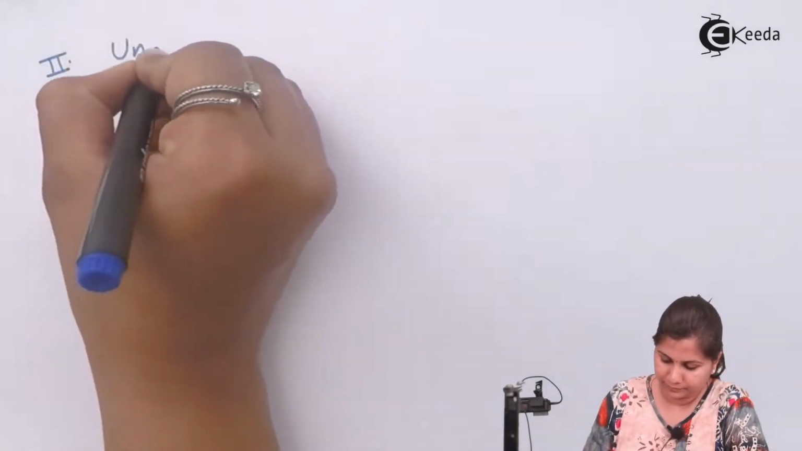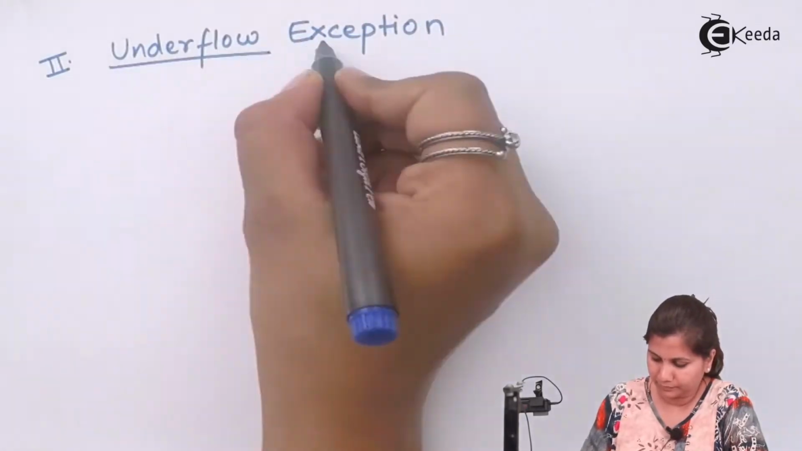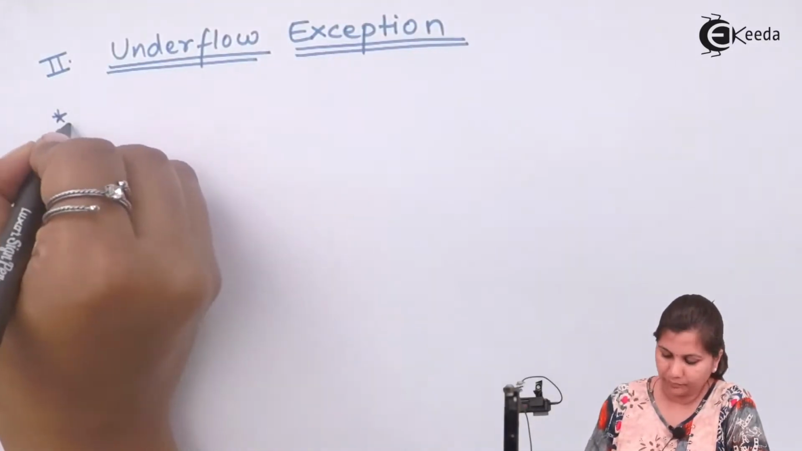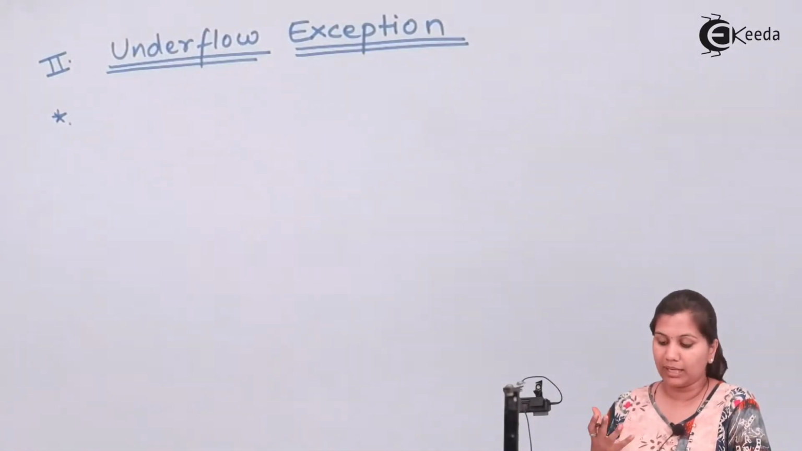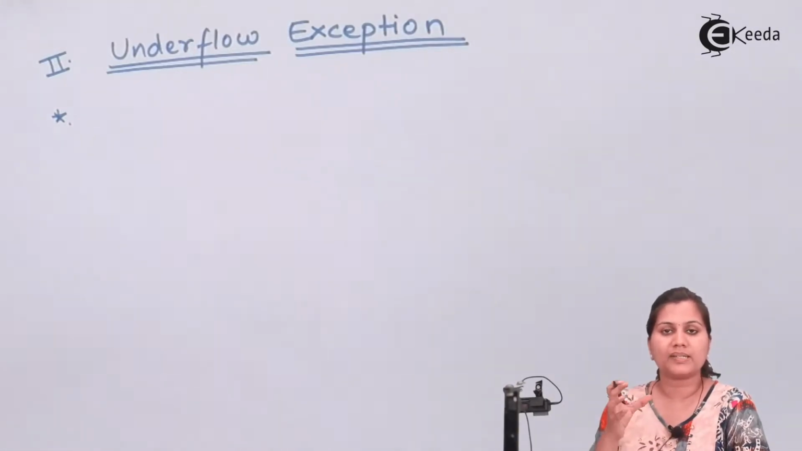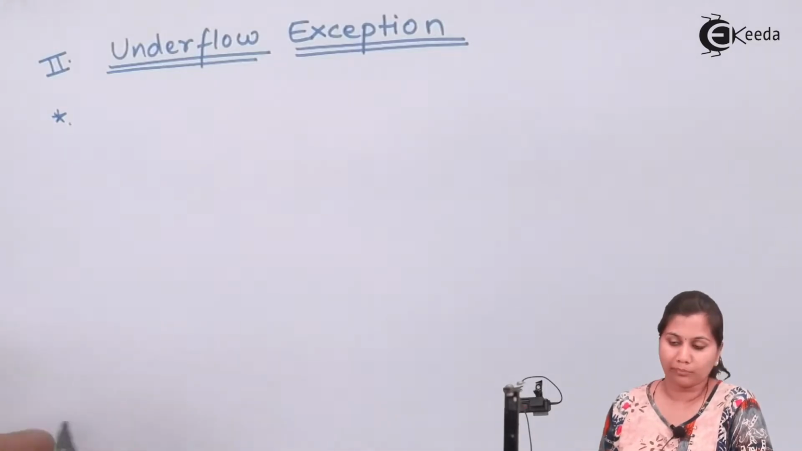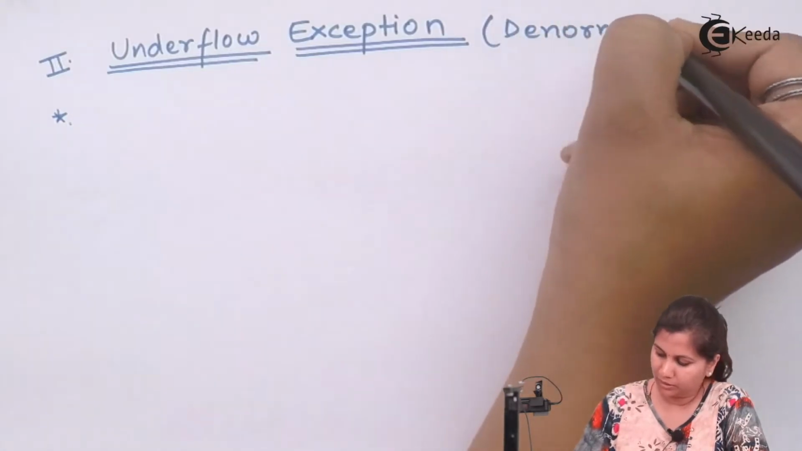After that, the second exception is the underflow exception. This exception is also known as the denormal number. Underflow means that the number which we want to store in the memory or in the register is very small. So we can say that it is a denormal number or abnormal number.